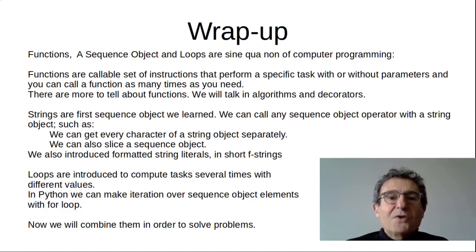Strings are the first sequence object we learned. They are immutable. We can call any sequence object operator with a string object, such as we can get every character of a string object separately. We can also slice a sequence object. We also introduced formatted string literals, in short f-strings. Loops are introduced to compute tasks several times with different values. In Python, we can iterate over sequence object elements with a for loop.